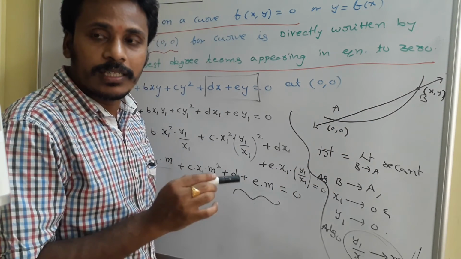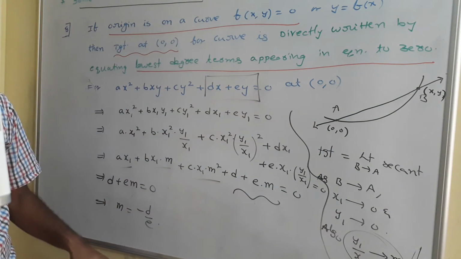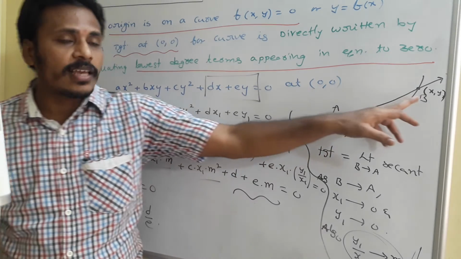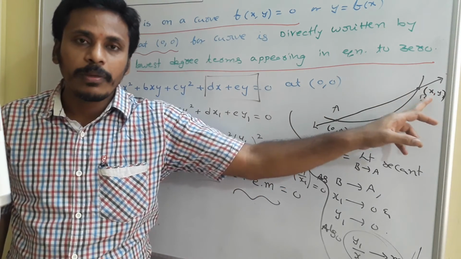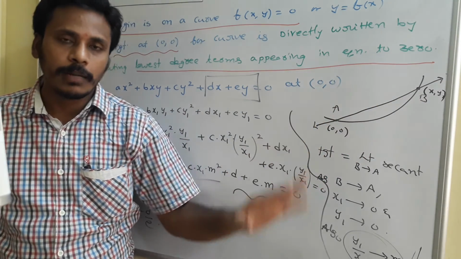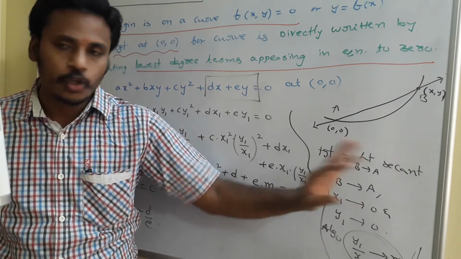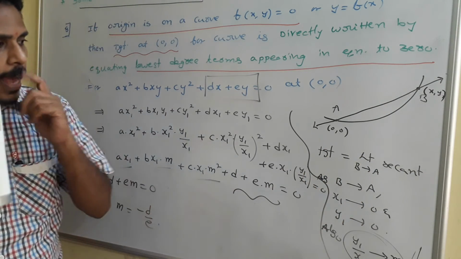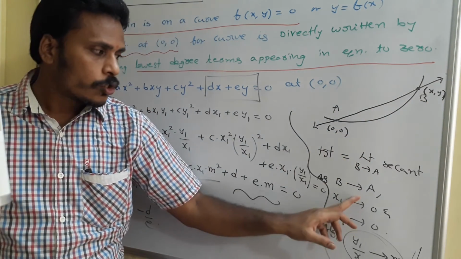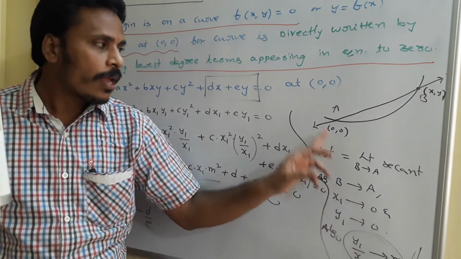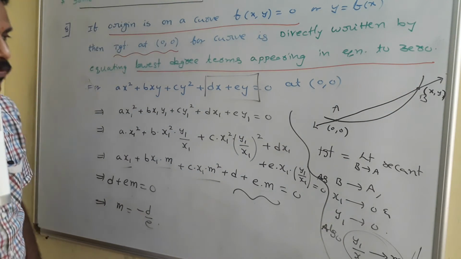I need to find the tangent equation at this origin, which is simply the limiting position of the secant. For that, I am taking another point (x1, y1) on the curve. So this AB is a secant, and when B approaches A, this secant will become the tangent. As B tends to A, x1 tends to 0, y1 tends to 0, and the slope of the line, y1 by x1, tends to m, which is the slope of the tangent.